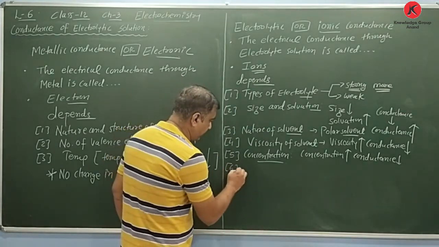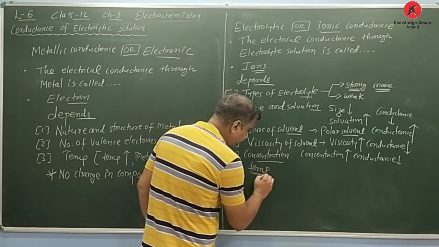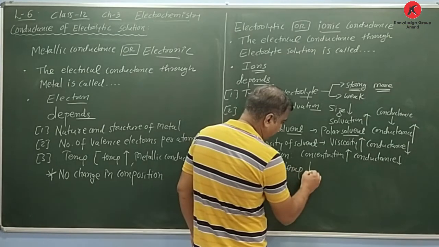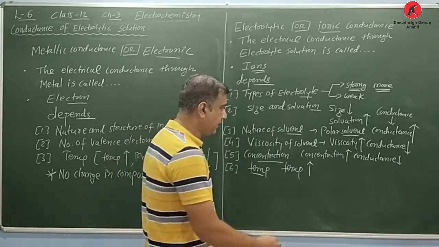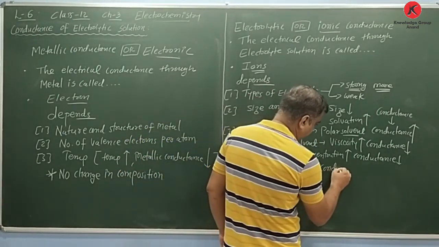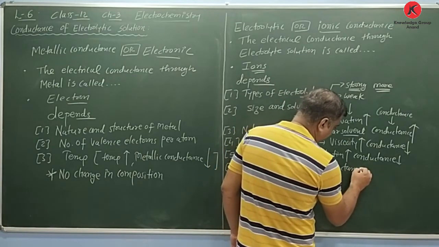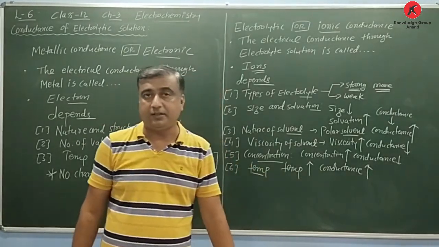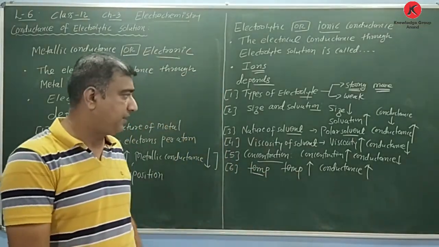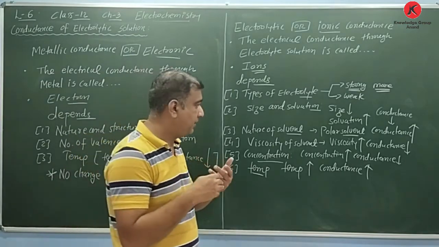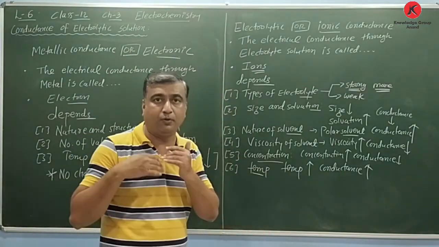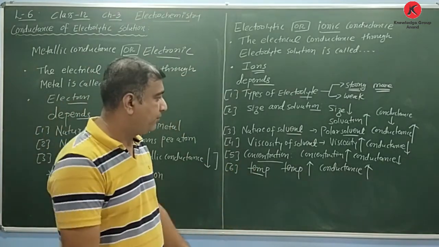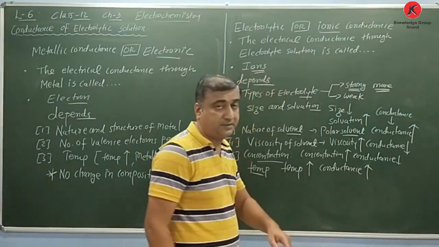Now the sixth point is temperature. Temperature increases, then conductance increases. Why does temperature increase, then conductance increases? Because as the temperature increases, the degree of ionization increases. That means more ions are produced in solution. That means obviously conductance will be increased.